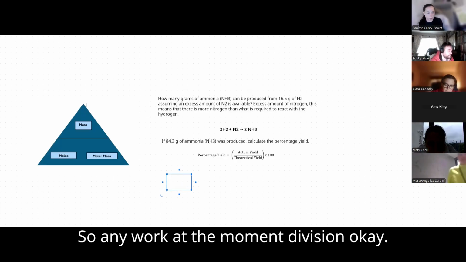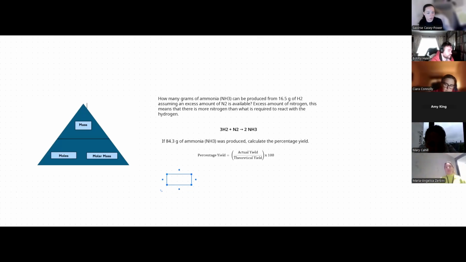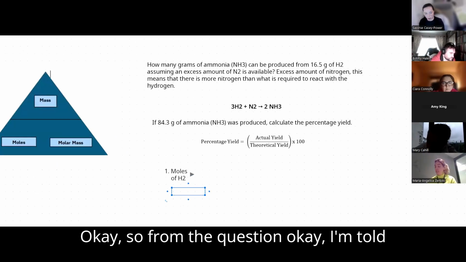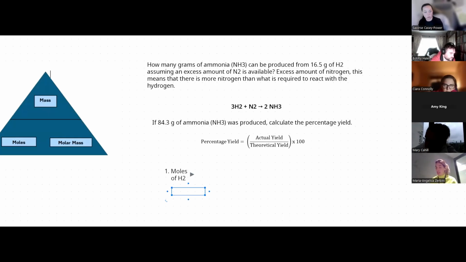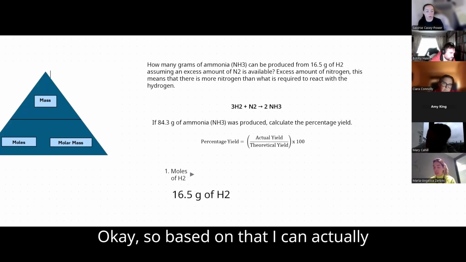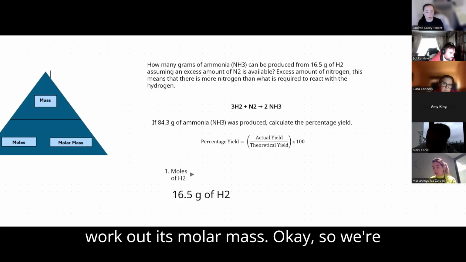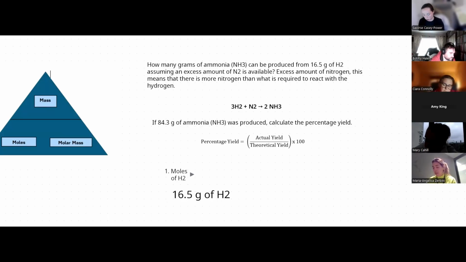So I'm going to work out the moles of hydrogen. Sorry, I'll zoom in so you can see it. From the question, I'm told that we have 16.5 grams of hydrogen. Based on that, I can work out its molar mass. So we're going to need the molar mass.